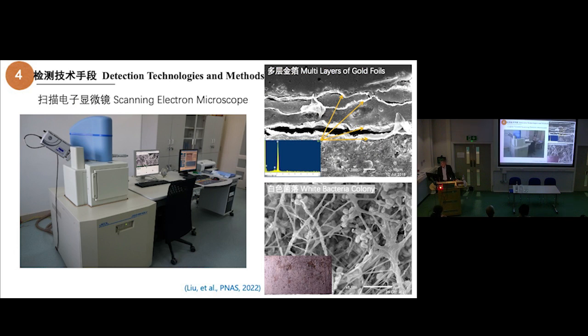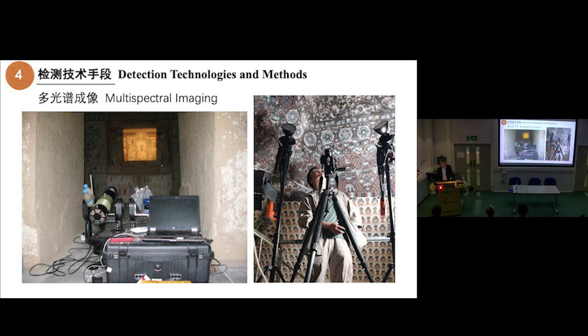So this is SEM. We can find much more detailed information, including the fiber structure and the different layers and the different minerals. Here we have a multispectral image. This is like a telescope.